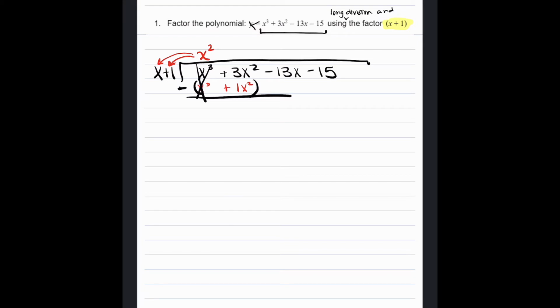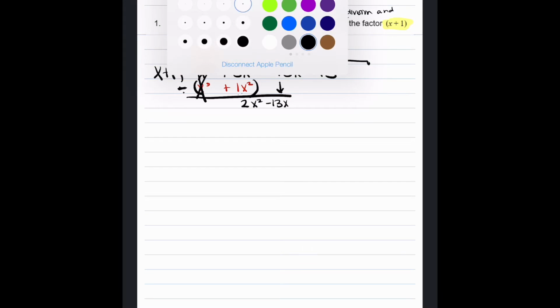Then I have 3x squared minus positive 1x squared. So 3 minus 1 is 2. And then I just bring down that x squared. And then I'm going to go ahead and bring down my next term, not all of them, just the next one. So minus 13x.